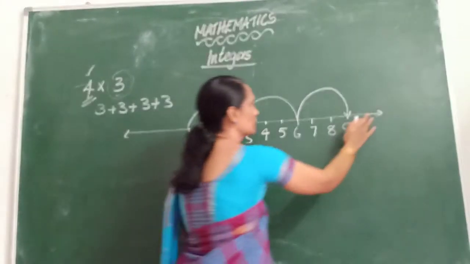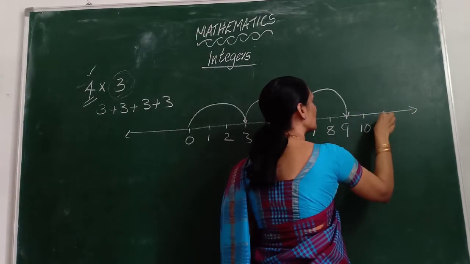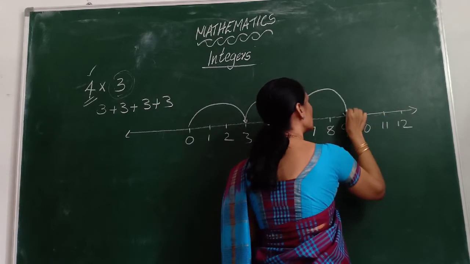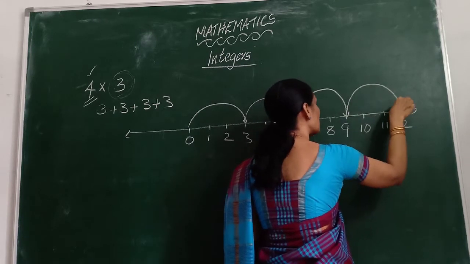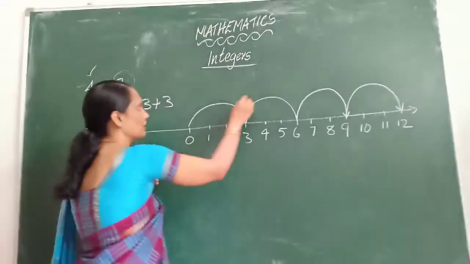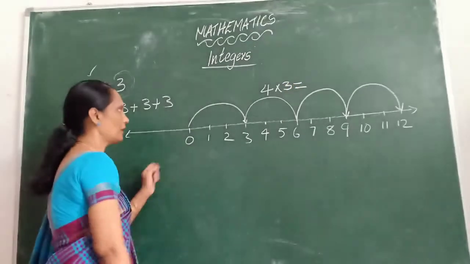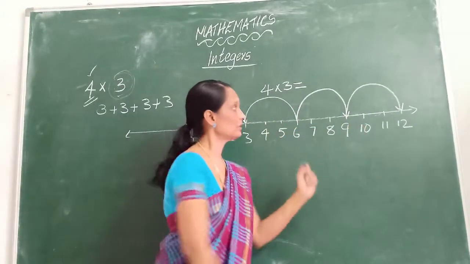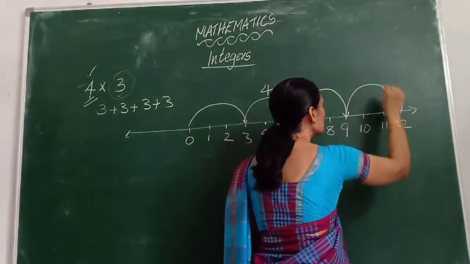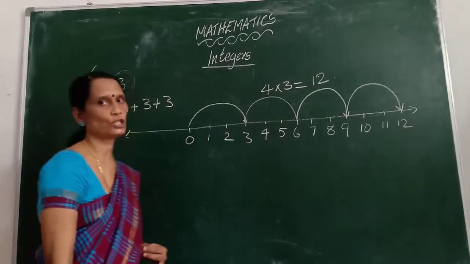But how many jumps are needed? 4 jumps are needed. So, let us take one more 3 units. 10, 11, 12. So, 1, 2, 3. For the next jump, we got 12. So, what is 4 into 3? This is the representation for 4 into 3. When 3 jumped 4 times, finally it reached 12. So, the answer is 12. 4 into 3 is equal to 12.